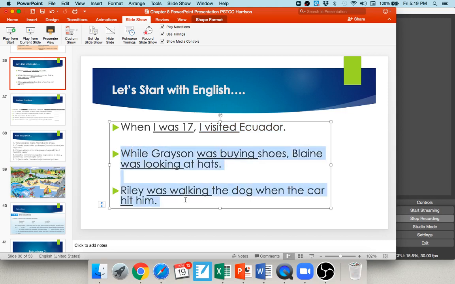I want you to take a moment, pause your audio, and read these next two sentences and decide whether or not the underlined words are going to be preterite or imperfect. Take a moment and read these, pause your audio, and play again when you're ready.